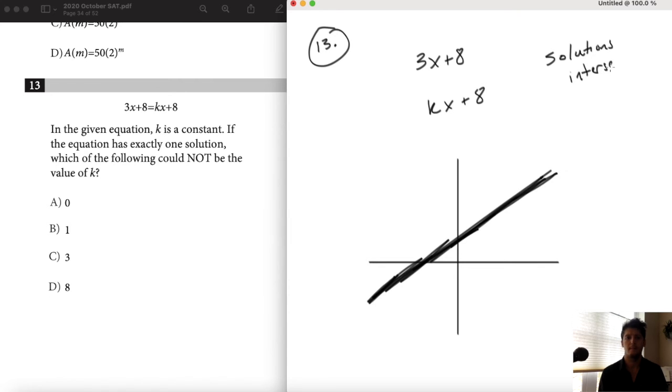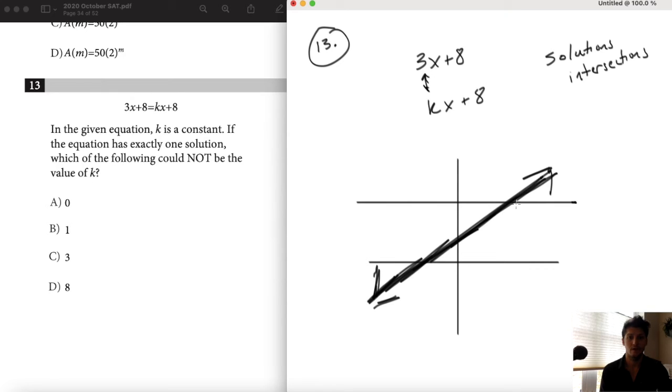So, look, if k was a 3, then we would have infinite solutions. And we want what value of k makes it so there's not just one solution. If k and 3 are the same thing, then we have infinite solutions. We have exactly the same line. That is not one solution. So k could be anything else, so that you have any other slope, right? If k is 0, then you just have the line y equals 8, right? That would have one intersection point.